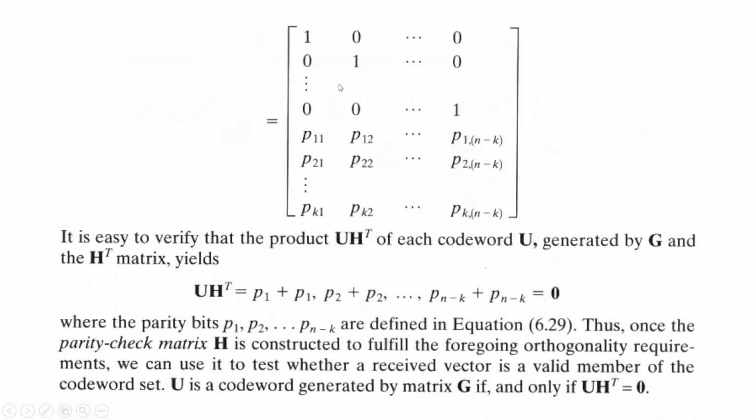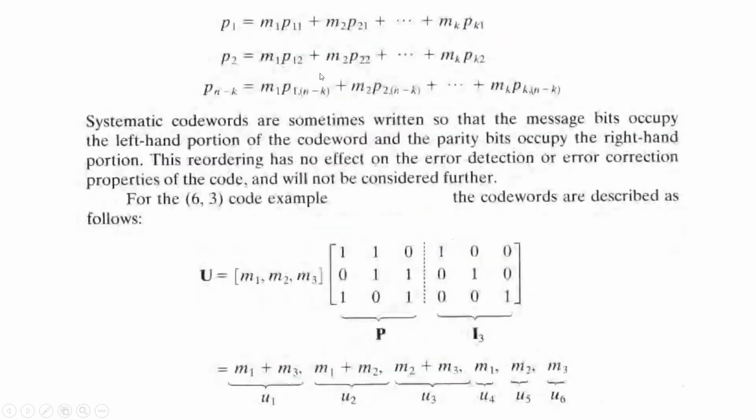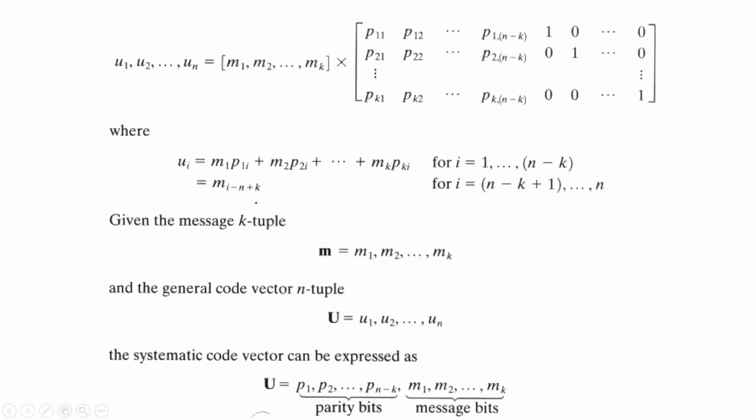Now, as an example, earlier, what was my G? Let me show you. This is my G. This is the generating matrix in which the elements are arranged like this: P11, P12, up to P1, comma n minus k, and this is the identity matrix. How to write the parity check matrix?